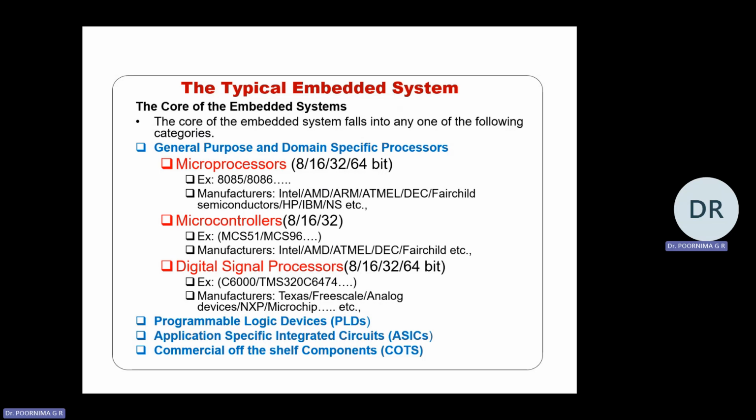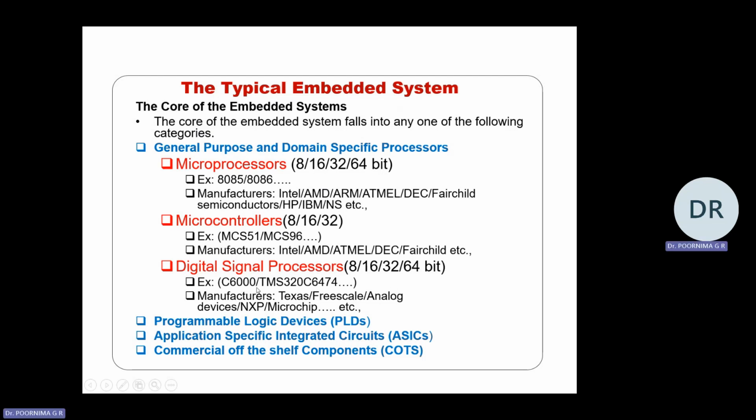The embedded system CPU may also be designed with another type of processor, microcontrollers. They are available in the market as 8-bit, 16-bit, and 32-bit processors. Examples are MCS 51 and MCS 96. The manufacturers are again many, almost from the same group: Intel again, AMD, Atmel, DEC, Fairchild, etc.